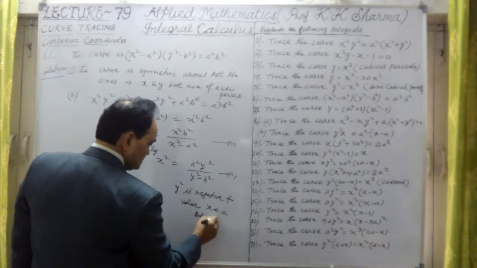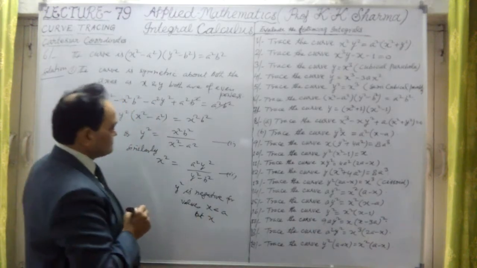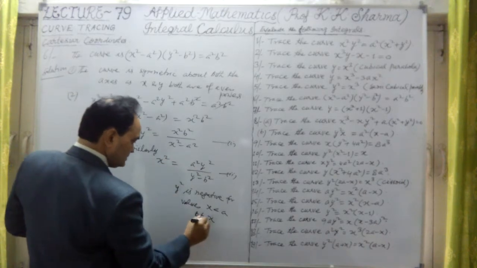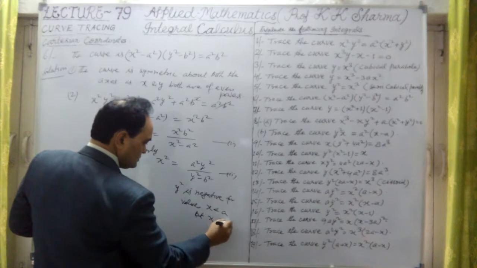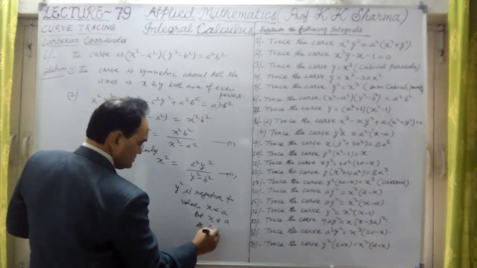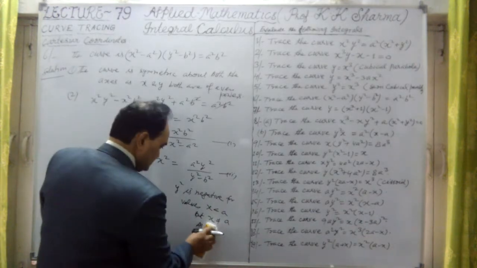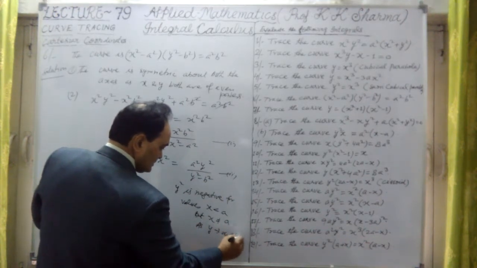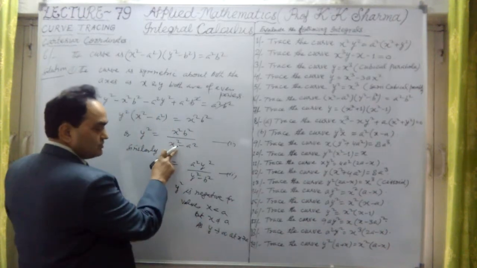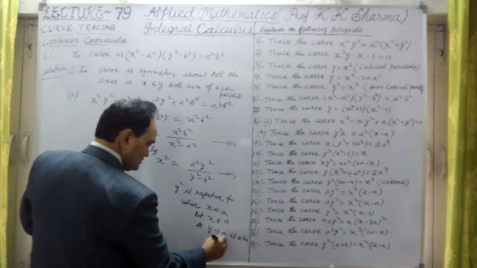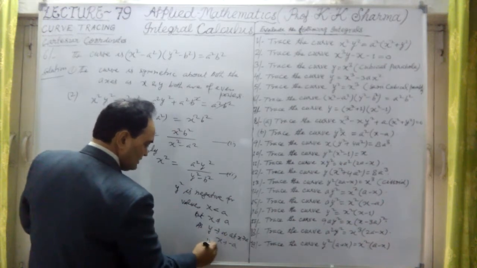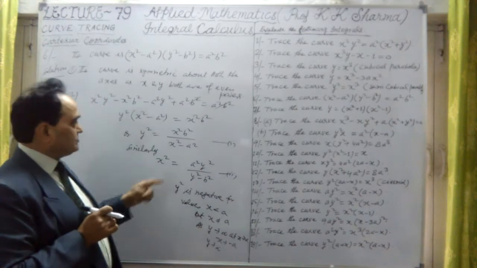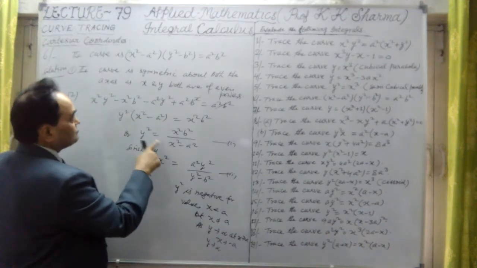But at x equal to a, y² is not defined. So x is not equal to a. As x tends to a, y tends to infinity, as x tends to plus minus a, or x tends to minus a also, even then y tends to infinity. It means we have to just find out the asymptotes here. Okay, in that situation, if I just solve this question, y² equals this value.